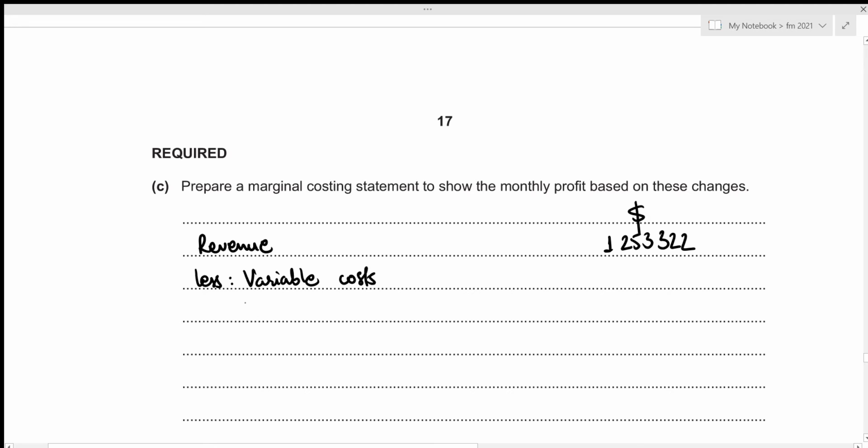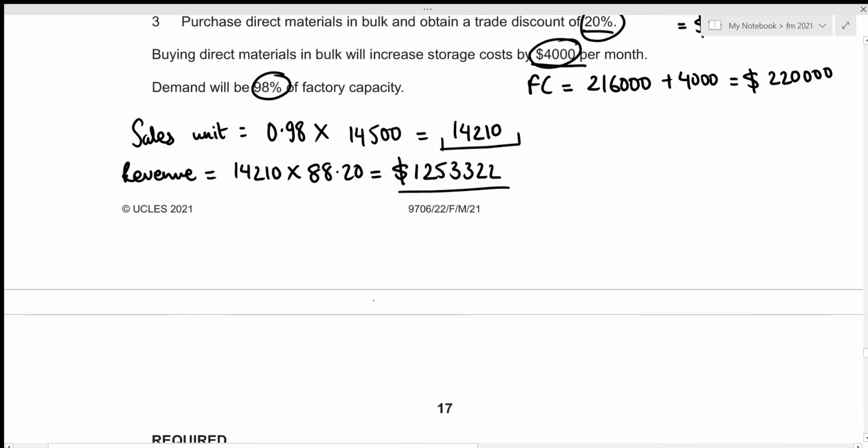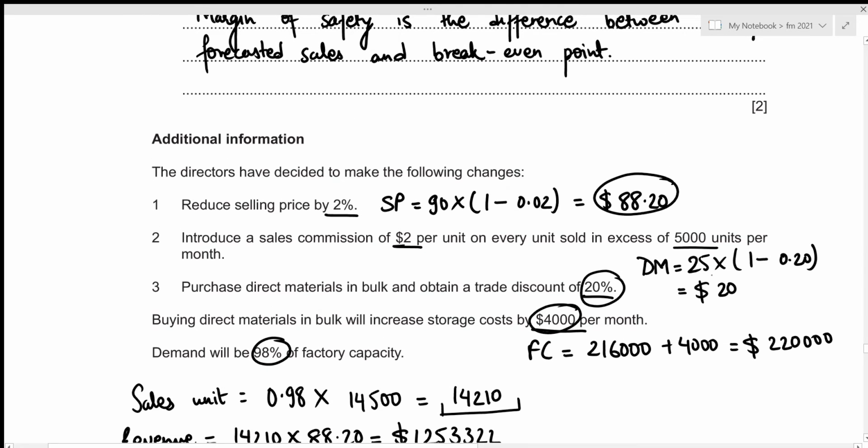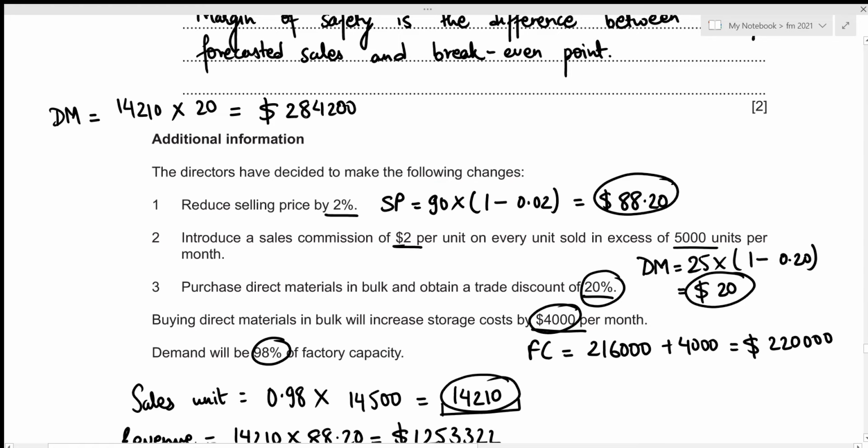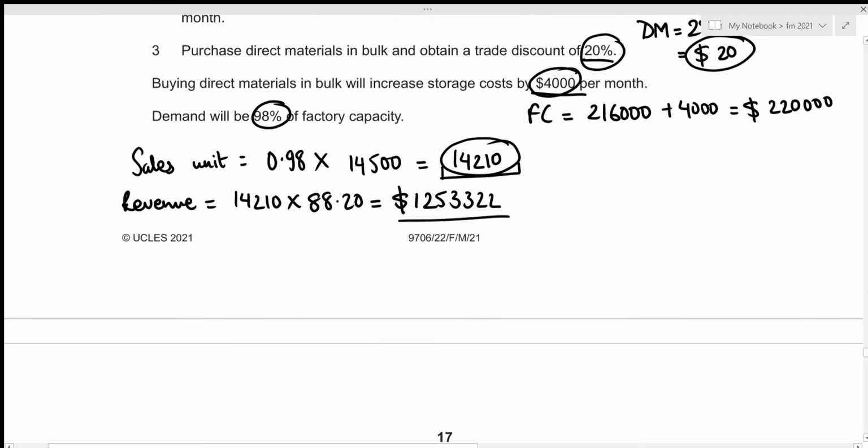And the first one is direct material. Let's have a look above. The direct material per unit is 20 and the total number of units is 14,210. So the total direct material cost will be 14,210 times the direct material rate per unit, which is 20, which gives the total direct material to be recorded in our statement to have the value of 284,200. Let's write it down.